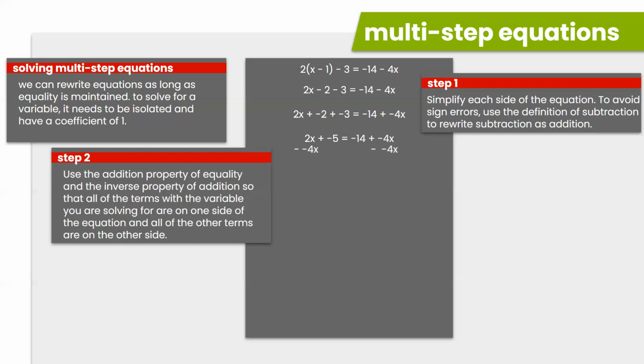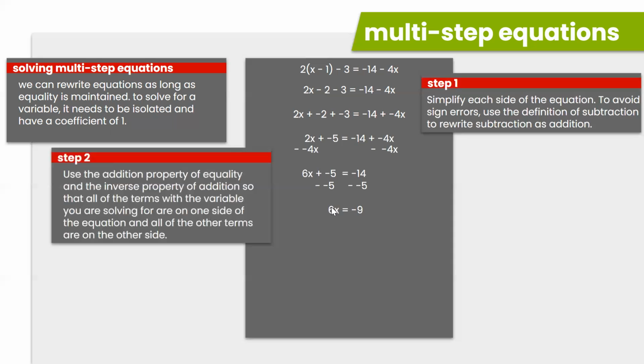So minus a negative 4x on this side, minus a negative 4x on the other, which is the same as plus 4x. So we have 6x plus negative 5 equals negative 14. Next step would be to minus the negative 5 on both sides, which is the same as adding 5. Now I have 6x equals negative 9.